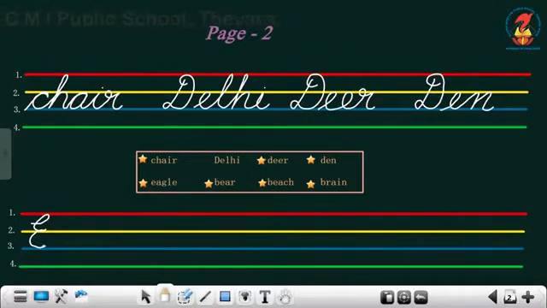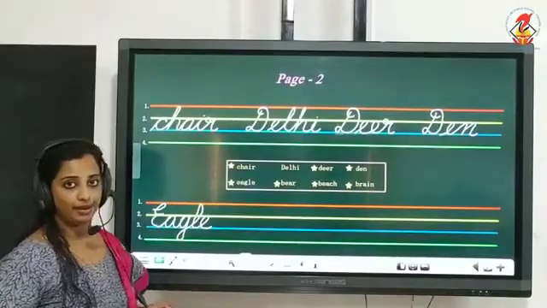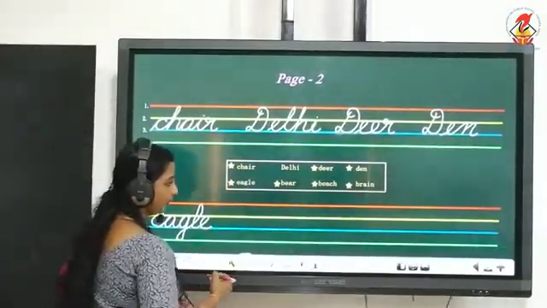You have A touching the yellow line, coming to the blue, again touching the blue. You have G, go to the yellow line, make a curve, come down, go up and go straight down to the green line, making the loop for G, loop for L, come down, touch the yellow and the blue, and there is the word eagle. Next you have bear. It's a wild animal.